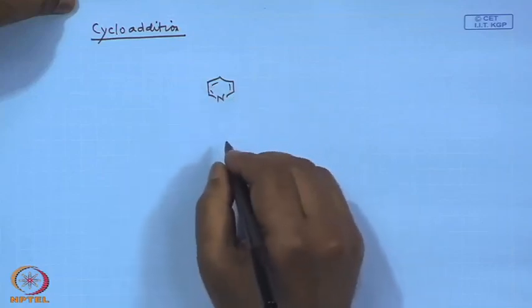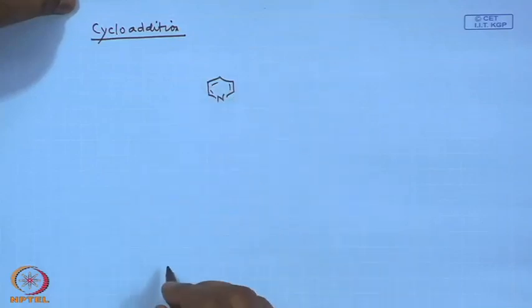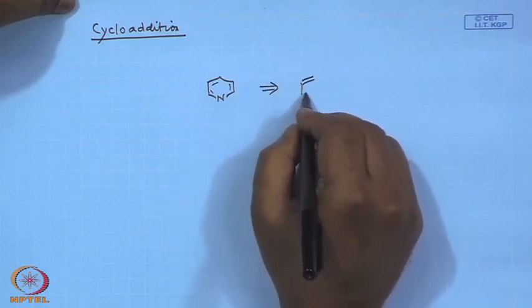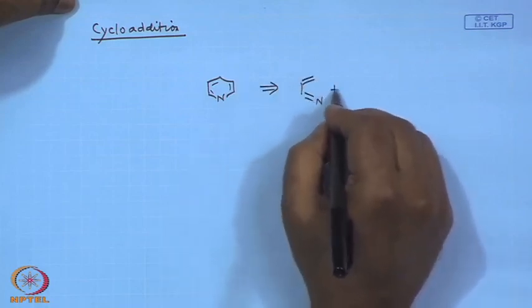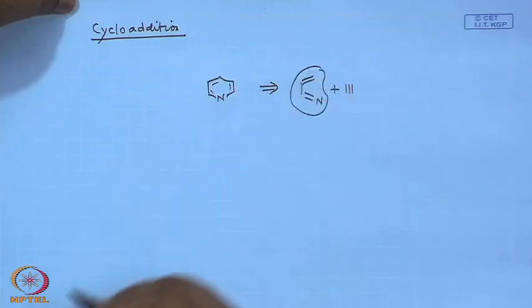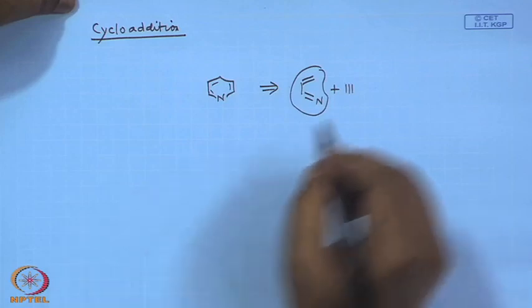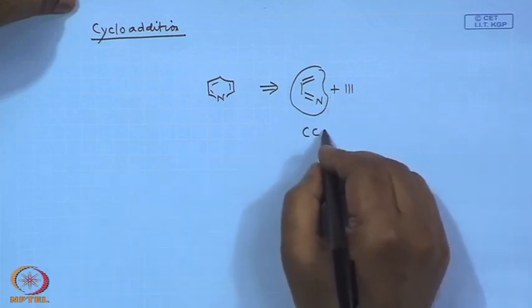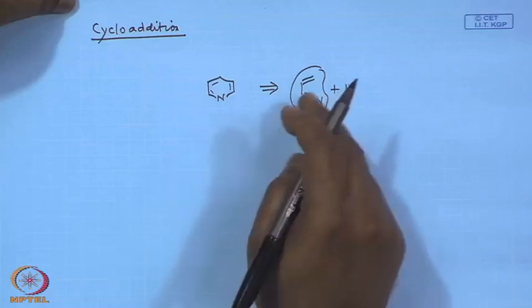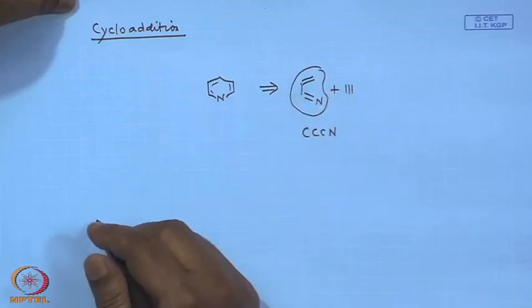So, there are ways to break. One of these ways would be simply you take this and then something like this. That means your 4 atom system is a CCN system, CCN systems. Okay. Now, there are other possibilities also. So, this is one of the ways one can do it.